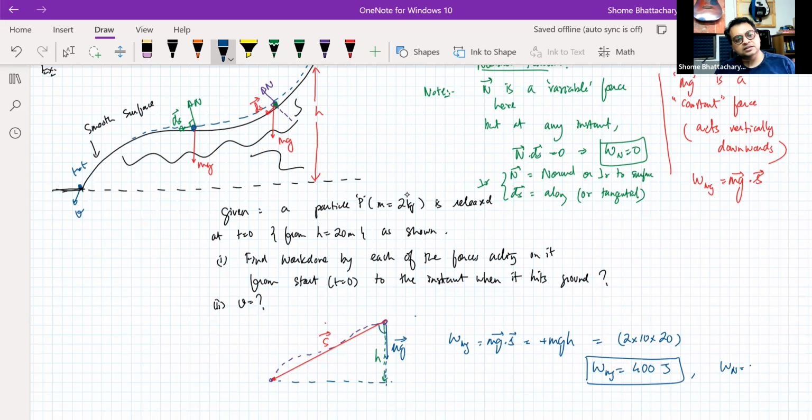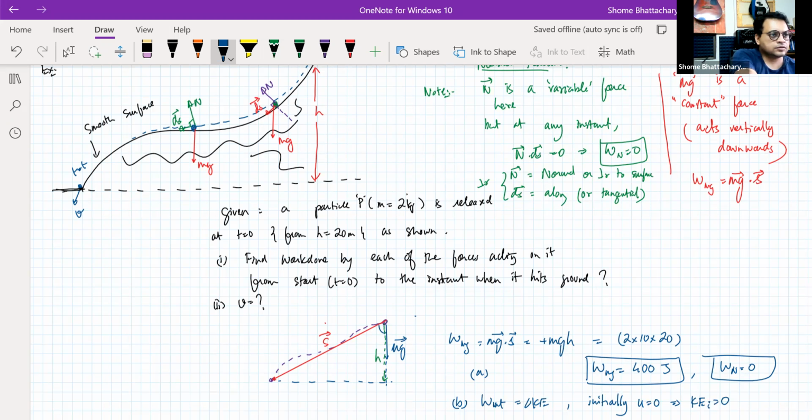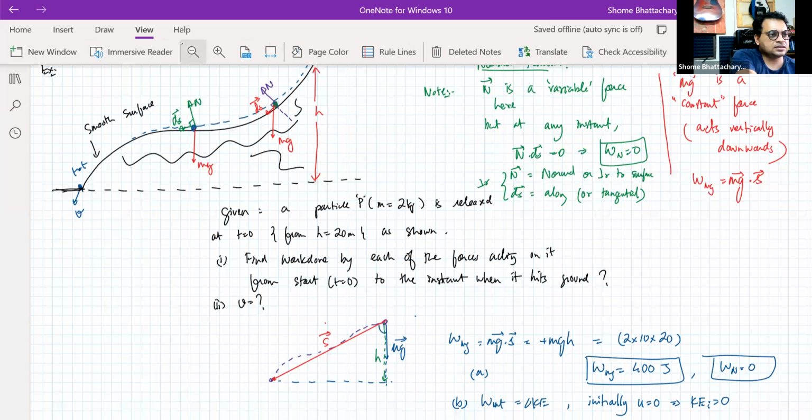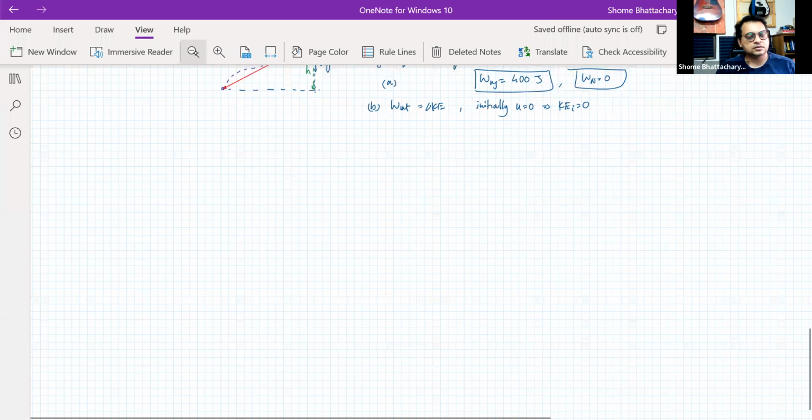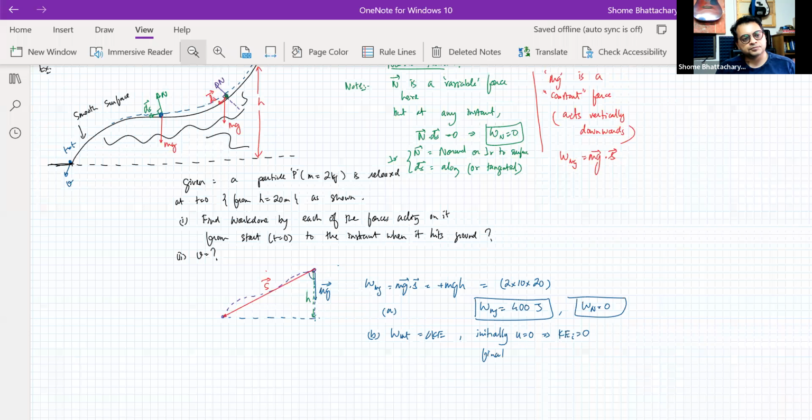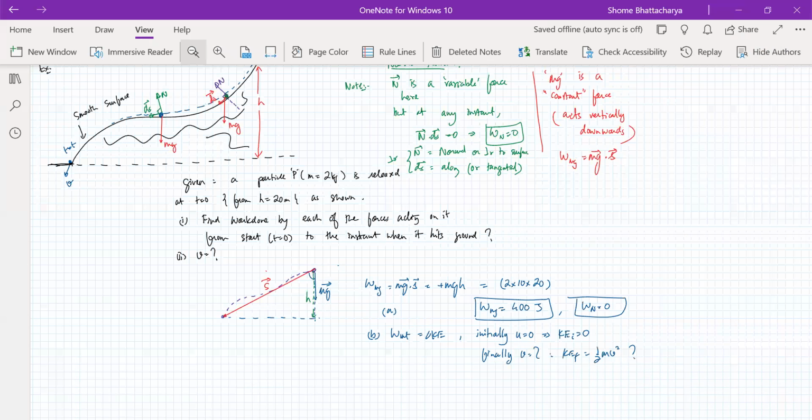Work done by normal reaction is 0. We've seen that earlier. So that's the first part. The next part, the net work done is equal to change in kinetic energy. So again here, the initial kinetic energy is 0, whereas by the time the particle hits the ground, the final kinetic energy is the unknown part.